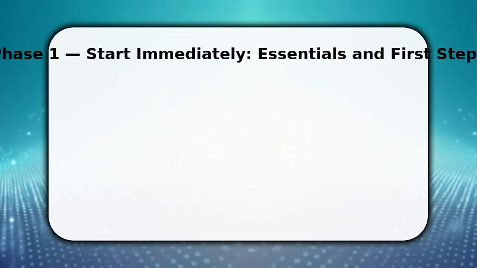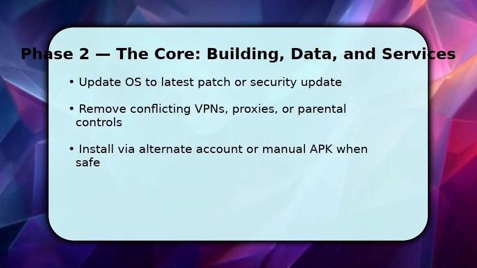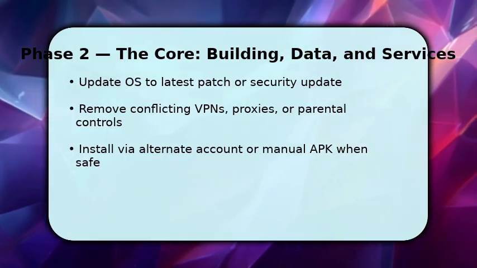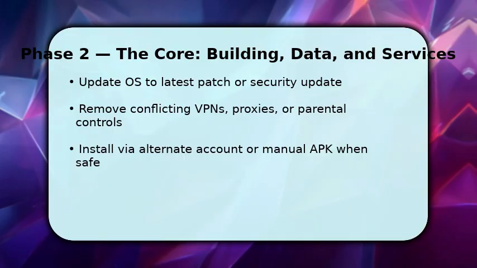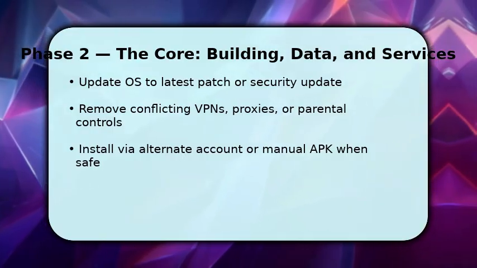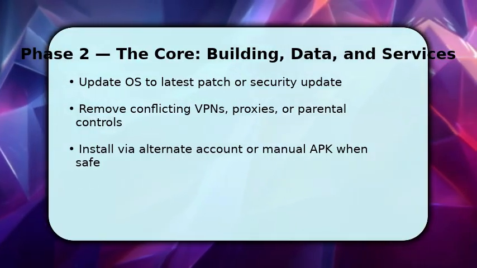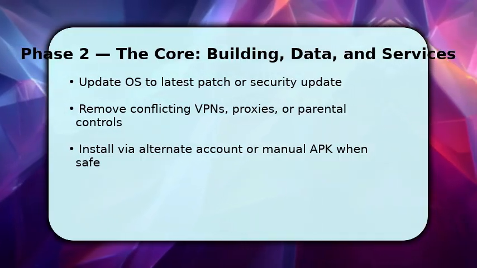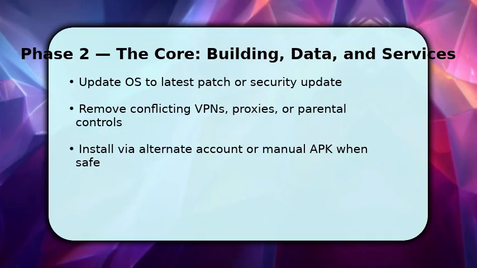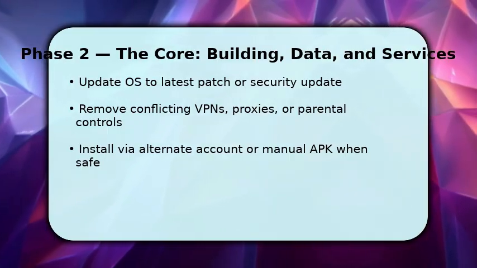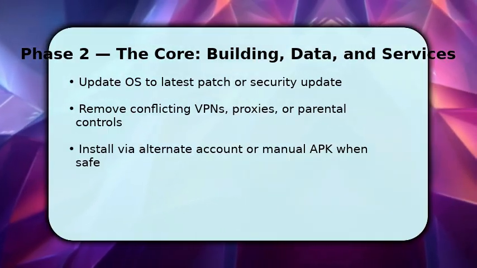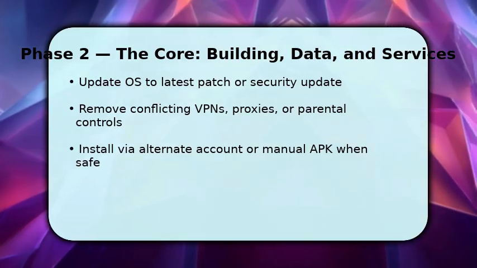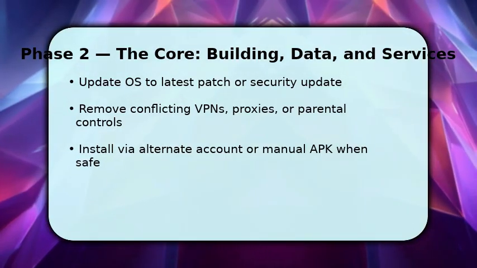Now you address mid-level causes. Install any pending OS updates. Outdated system components often block new apps. Once updated, disable VPNs or proxy profiles because they can interfere with download validation. If parental or device management profiles exist, temporarily remove them so permissions don't reject installation. On Android, sideloading a verified APK can work. Only use trusted sources and enable install from unknown sources.